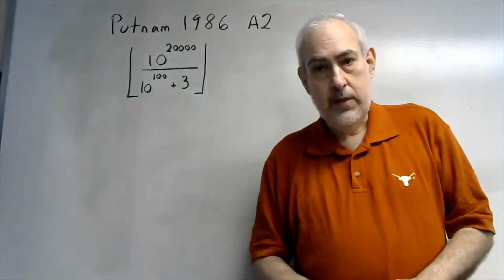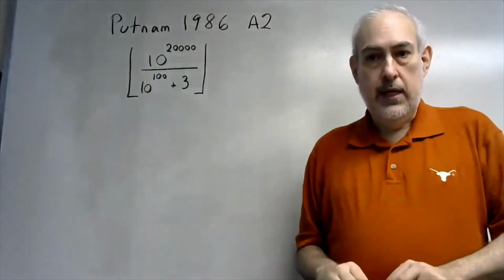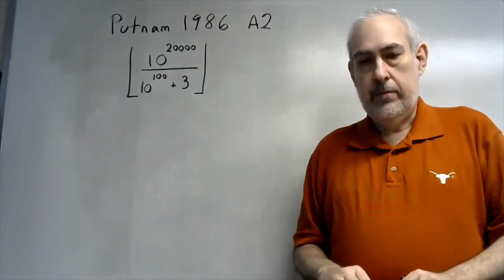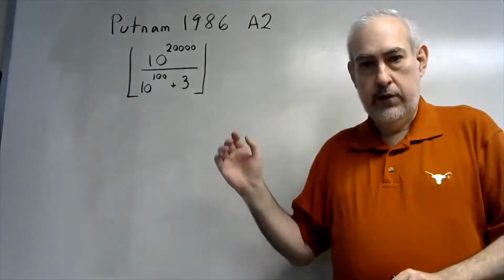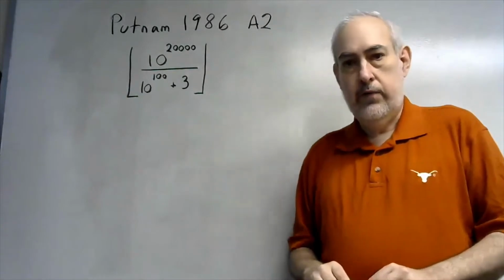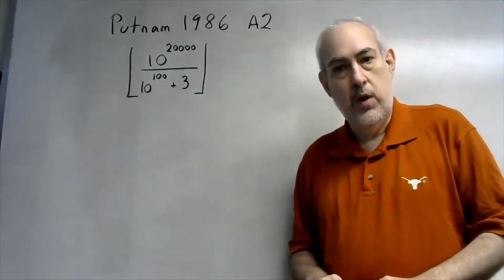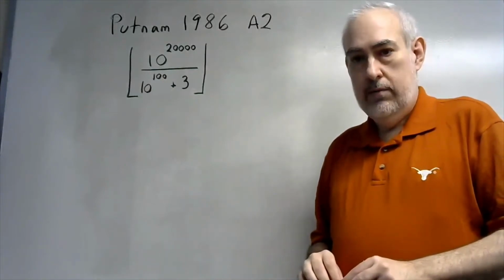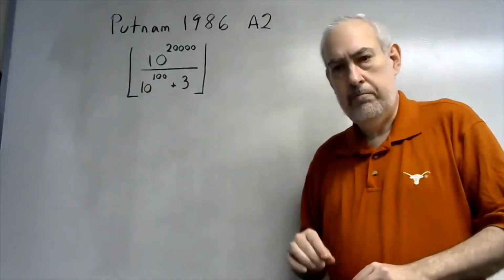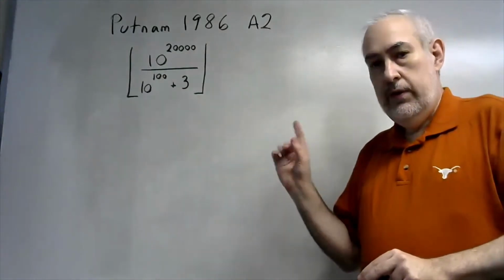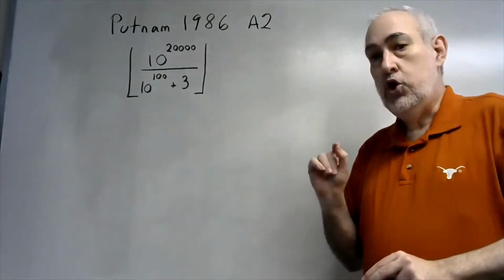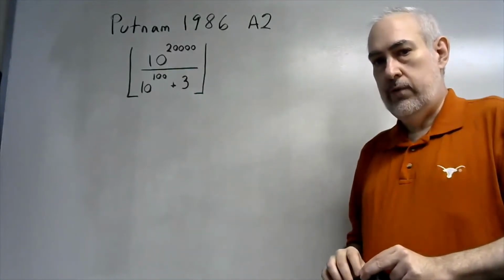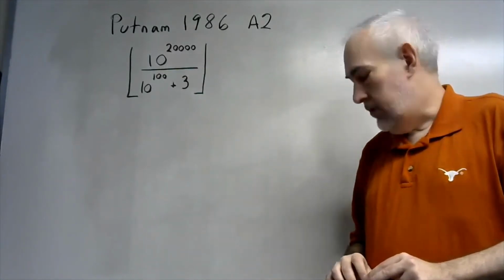Hello again. Today we're looking at the Putnam 1986 problem A2 from this exam. The problem is this. Let's say that you have this expression, 10 to the power of 20,000 divided by 10 to the 100th power plus 3, and then rounded down, or greatest integer not exceeding function. The question is, this is going to be an integer. What is the units digit of this integer? So that's what we're trying to solve for, the units digit of this integer.